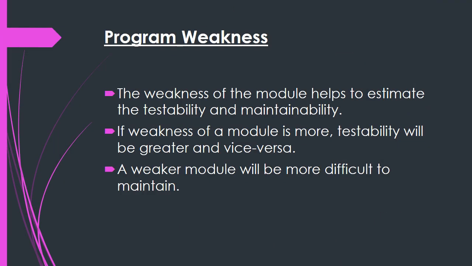Now comes the third type, that is program weakness. The weakness of a module helps to estimate its testability and maintainability. If the weakness of a module is more, testability will be greater, and vice versa. A weaker module will be more difficult to maintain.